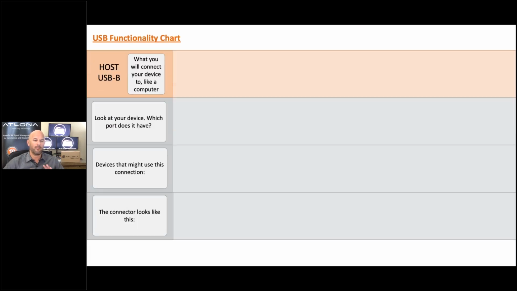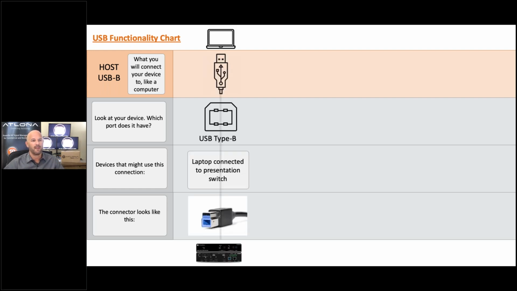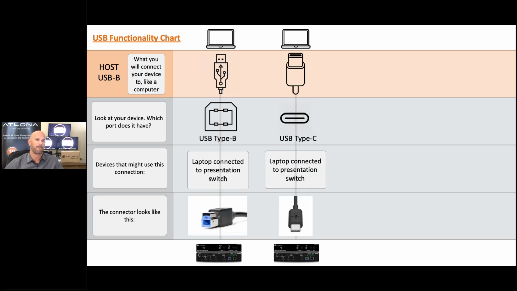Now, when you're building an AV system with USB functionality, it's important to start at the host. The host will be a USB-B port on Atlona products. This is where you'll connect your source device, such as a computer. Next, look at your USB source device. Newer laptops will use the USB-C type connector. This port can be used to transmit audio, video, and data, and in some instances even power.